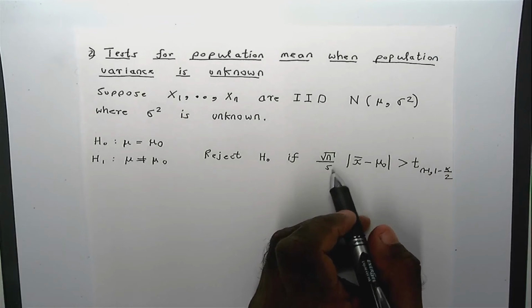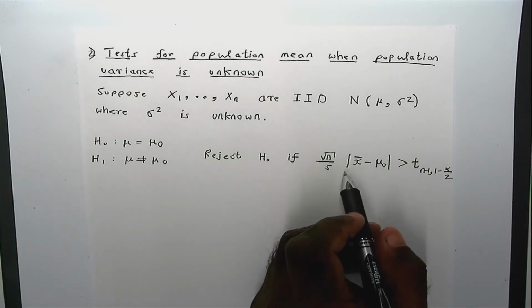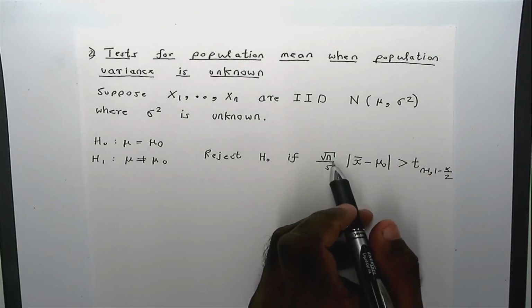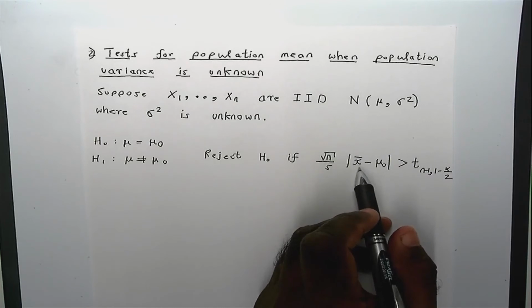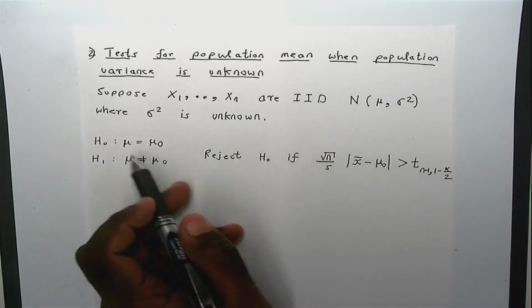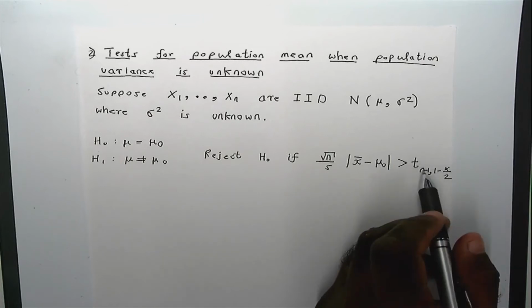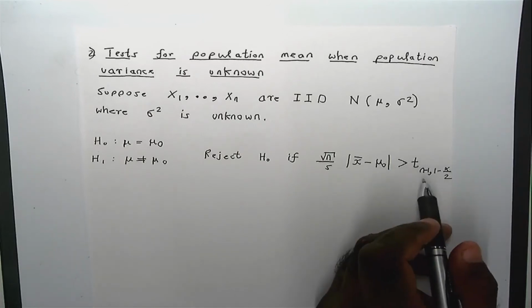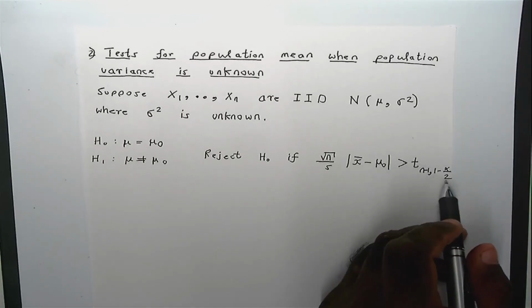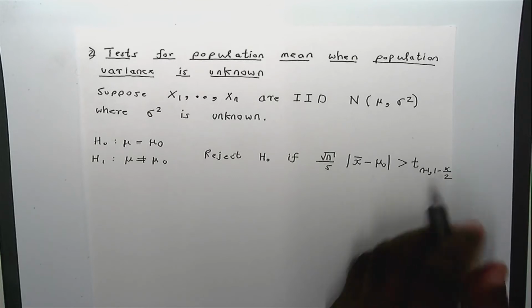I mentioned this in one of my previous videos, I think more than once. n is the sample size, x bar is the sample mean. mu0 is specified by the null hypothesis. And this one is the percentile of the t distribution with n-1 degrees of freedom. And once again, in a previous video, I showed you how to read these values from a table.